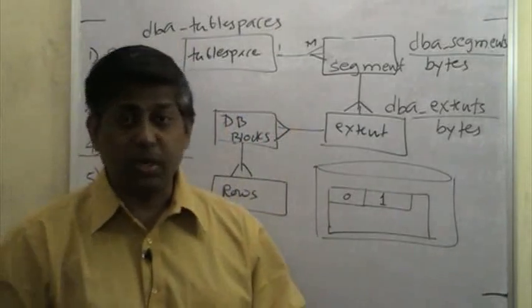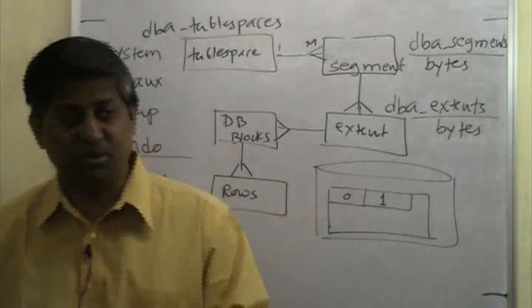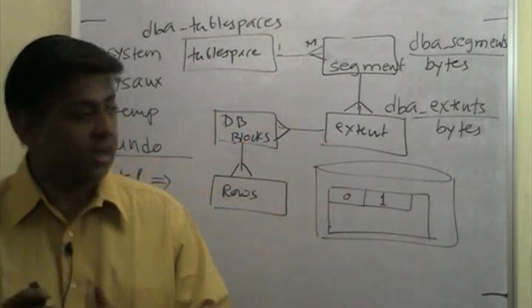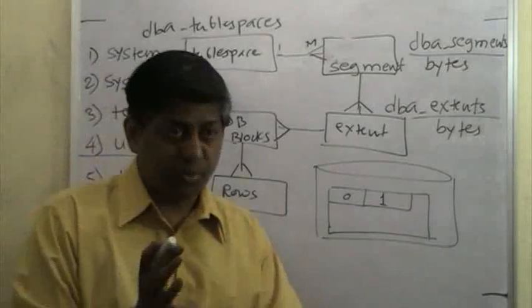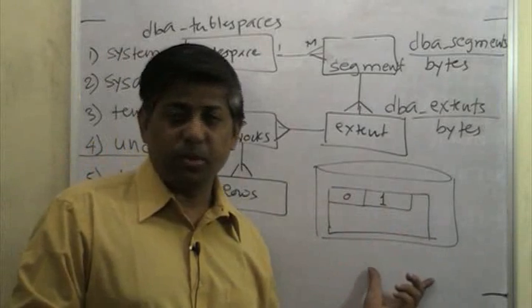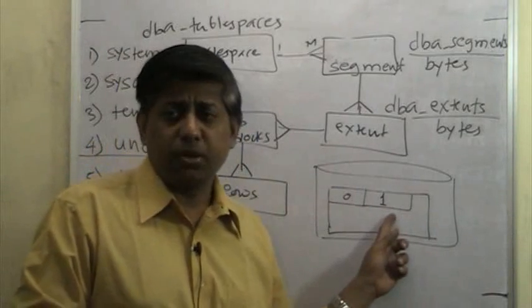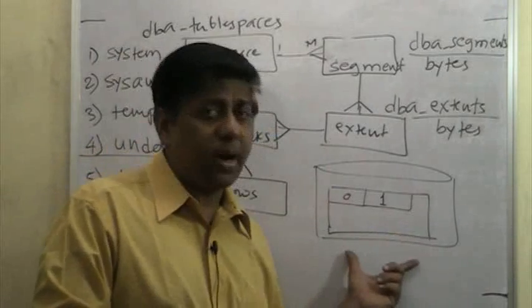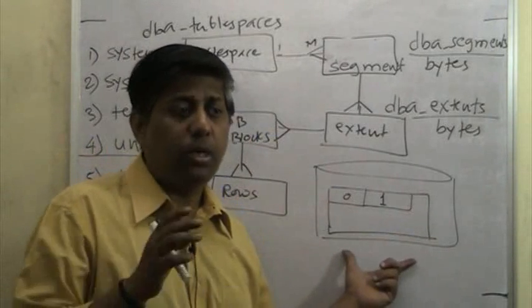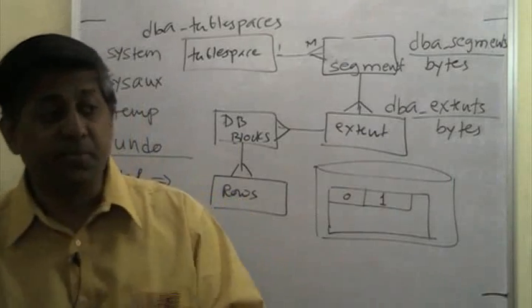Then the next question they will ask you: out of that 3 gigabytes, how much space is used and how much is not used? And that is where your question of wastage of space comes in. Say only one table is created in that 1 gigabyte tablespace, and the first extent is 64 kilobytes, the second extent is also 64 kilobytes. So out of 1 gigabyte, only 64 plus 64, 128 kilobytes is used, everything else is free.